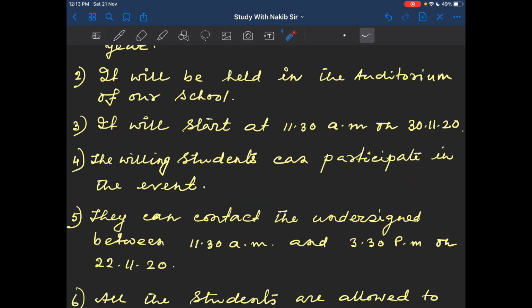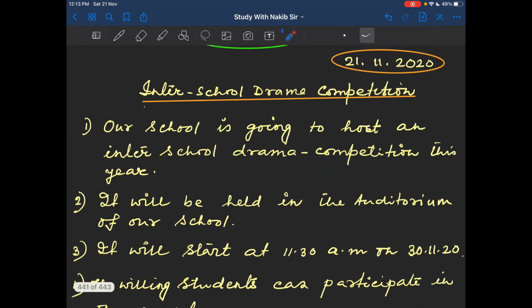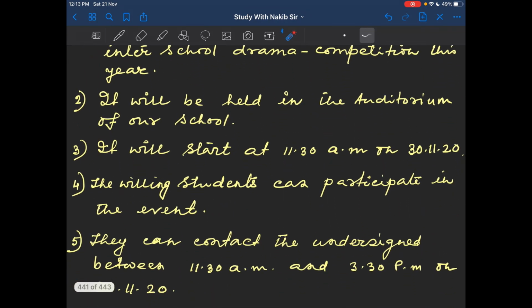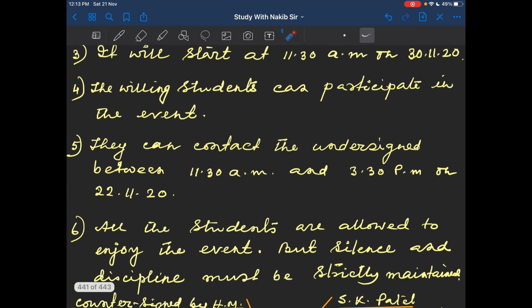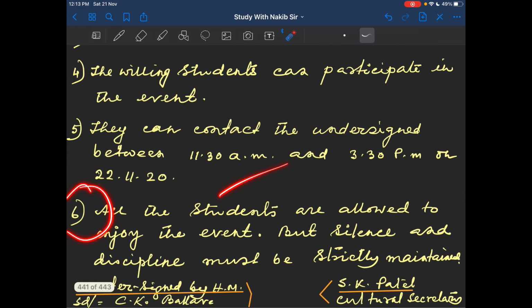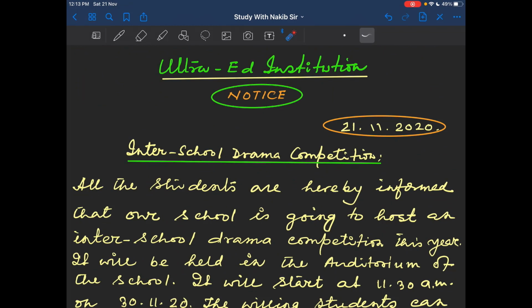But when you finally write in the exam hall, don't give this serial number. I have written this to show you how you can form your notice as the draft. In the exam hall, you write the notice this way. This is your final copy. See, institution, notice, date. This is the heading, inter-school drama competition.